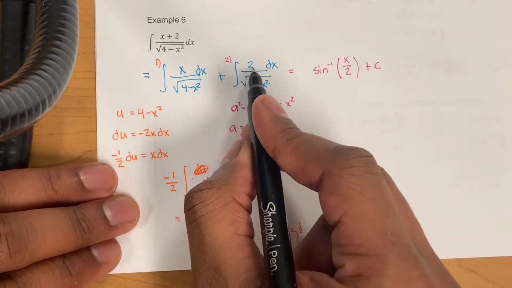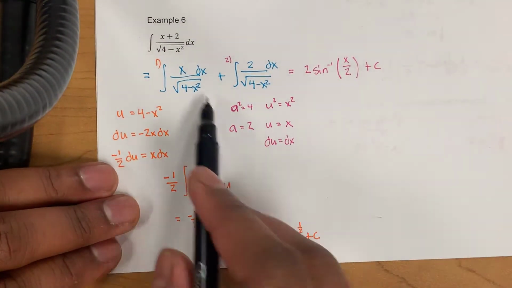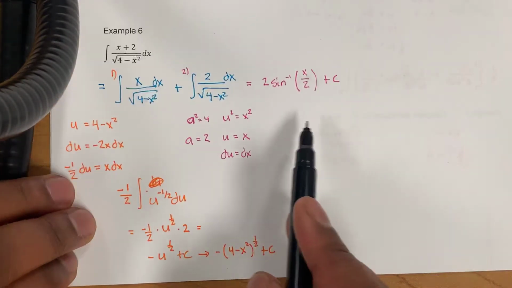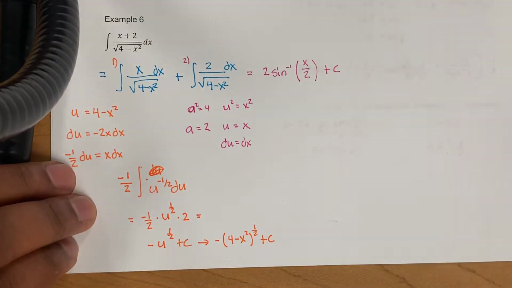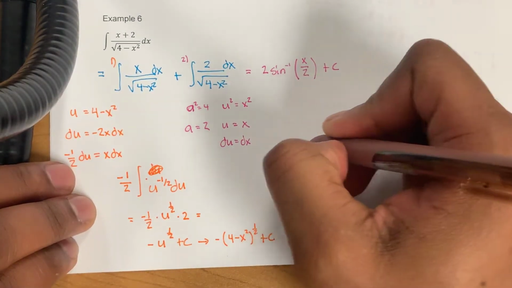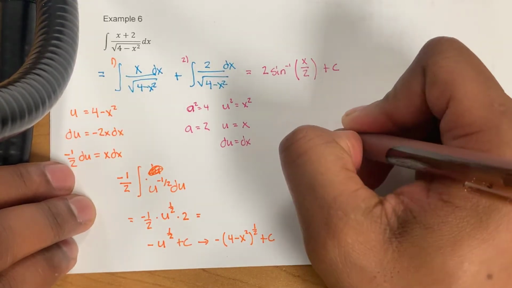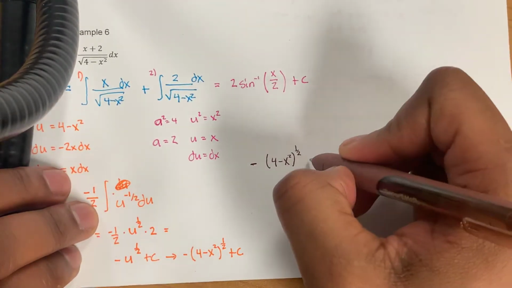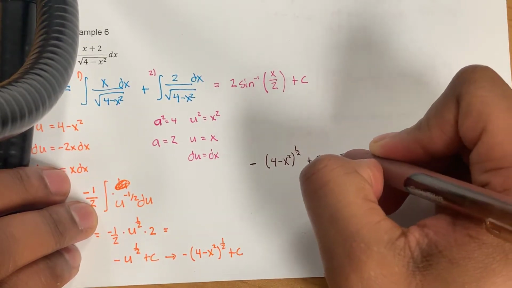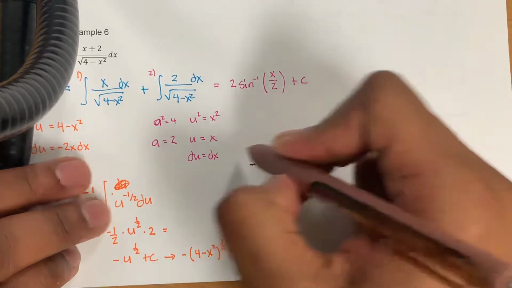But don't forget we had the 2 in the top, so we're going to multiply by 2. So the answer to the sum of these two integrals is this result plus this result. So the final answer, which we'll write in brown, is negative 4 minus x squared to the 1/2 plus 2 sine inverse of x over 2 plus c.